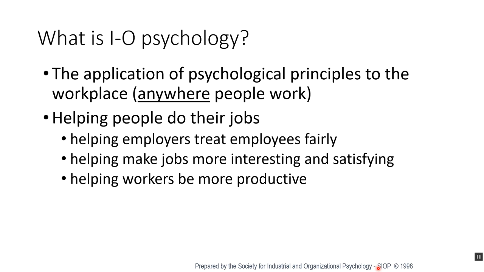So, first off, what is I-O psychology? It's the application of psychological principles to the workplace. Anywhere people work, that is I-O psychology. When we apply psychology to people doing work, that's I-O psychology. And a lot of people say psychology is to help people, and so is I-O psychology. I-O psychology helps people do their jobs. It helps by getting employees treated fairly by employers. It helps make jobs more interesting and satisfying for the workers themselves, and it helps workers become more productive.